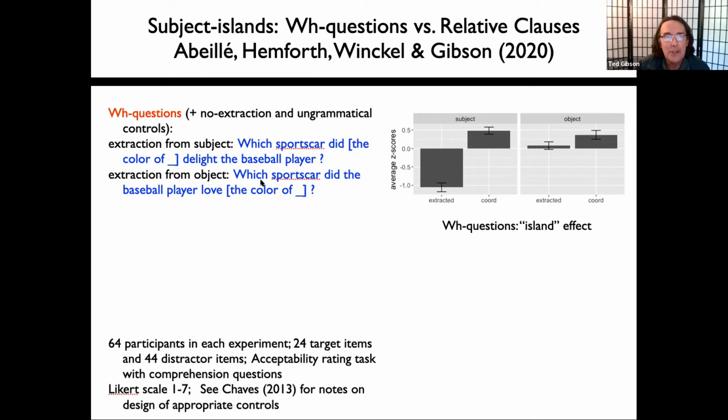That's okay. So which sports car did the color of delight the baseball player? Terrible. Which sports car did the baseball player love the color of? Is fine. And then we have 2 controls here, which are good. These are coordination controls, in which there's no extraction, and they're just there so you can see there's some interaction relative to some good things. There's also interactions relative to some bad things, some things which are clearly ungrammatical.